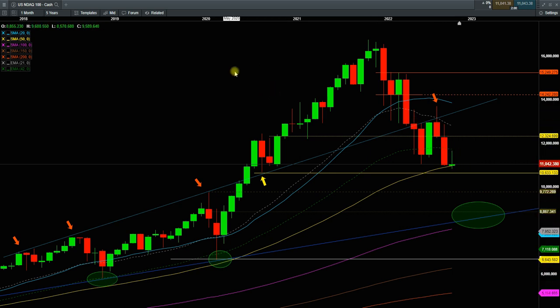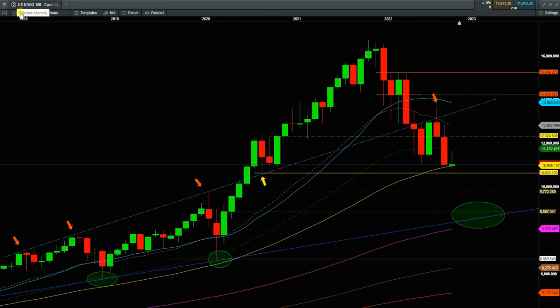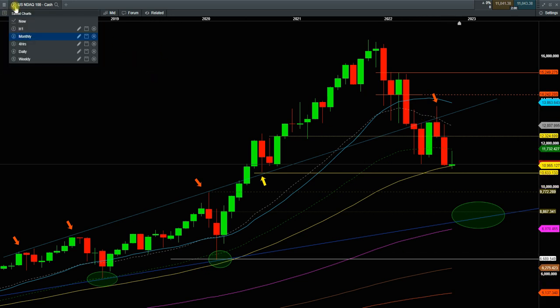Any upside movement next week would be a great shorting opportunity. That's what I'm saying, so just be careful on that one.